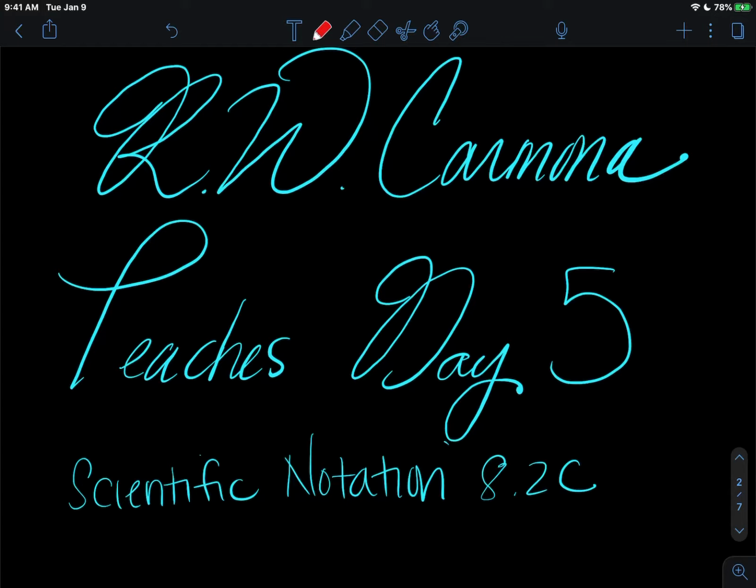Scientific notation is a way that we can write really big numbers or really small numbers without having to take up so much space. This is particularly useful in the science field where you might have a really big number or a really small number and you don't want to waste a lot of time writing it over and over and making sure that you get it correct. So let's go ahead and jump into our notes.